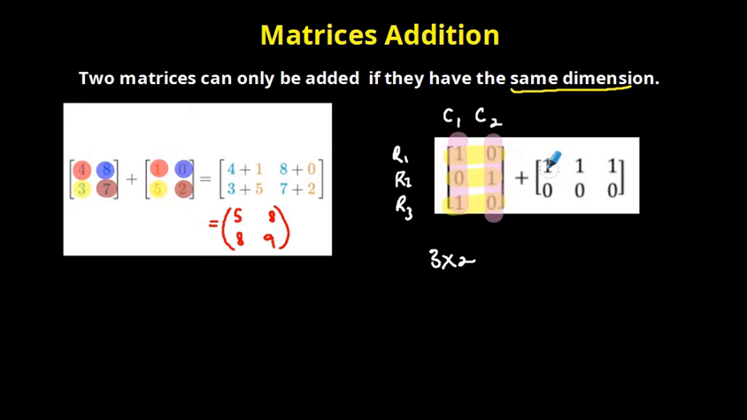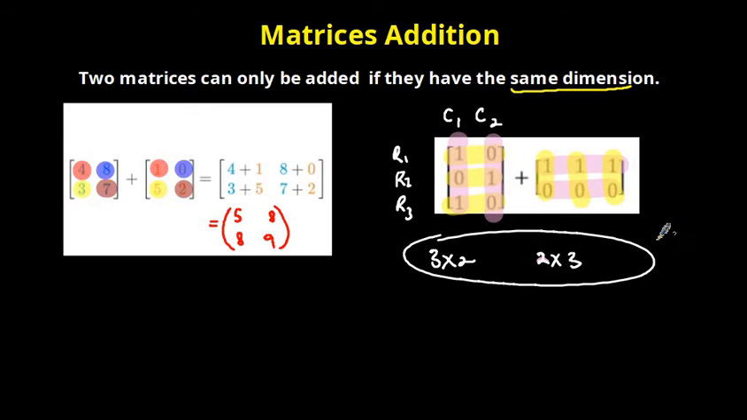Alright, let us check the rows. 1, 2 rows. Let us check the columns now. 1, 2, 3 columns. Alright, so this is a 2, use a different color. This is a 2 by 3 matrix. So these cannot be added. Alright, we cannot add those because the dimensions are different.